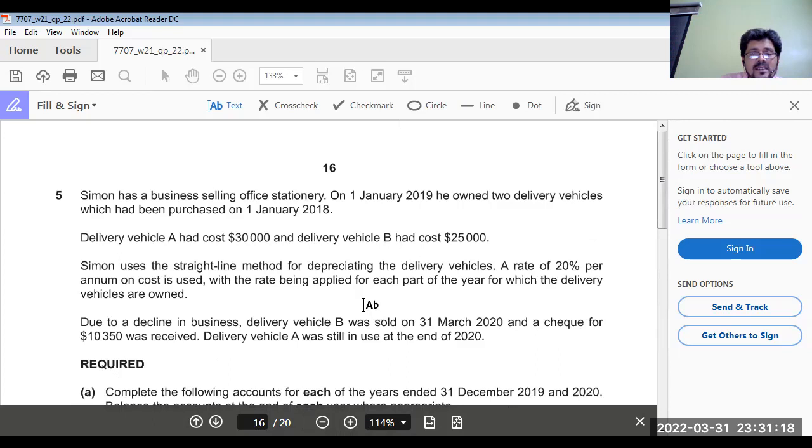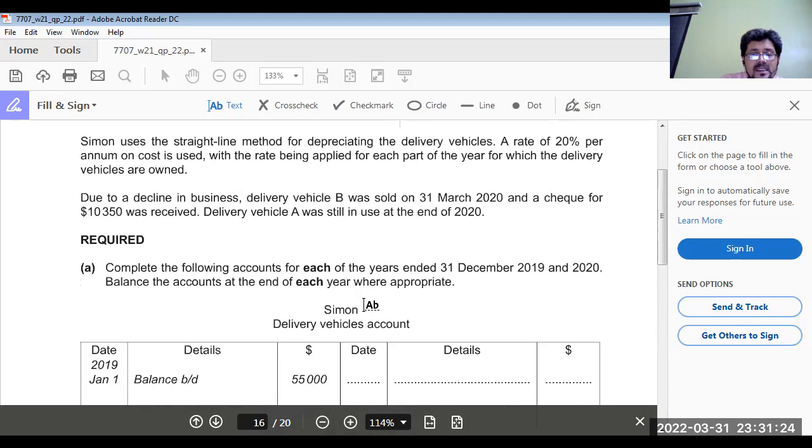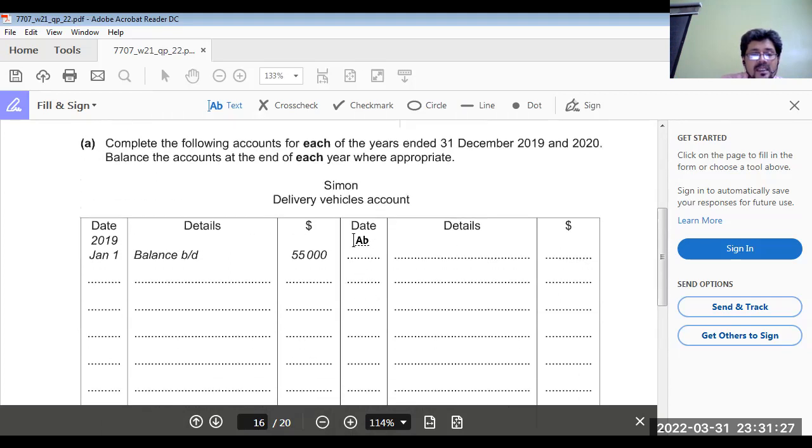Now we bought this on 1st January 2019. Now on 31st, again, yeah.